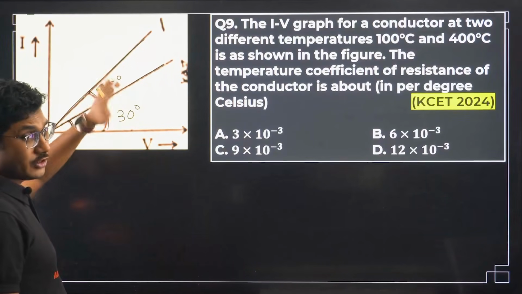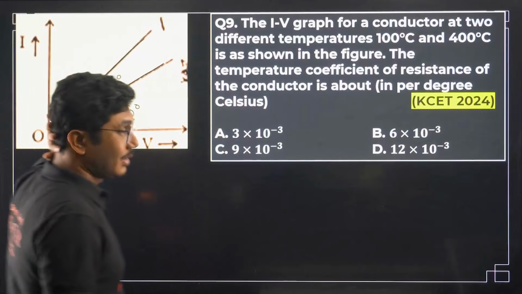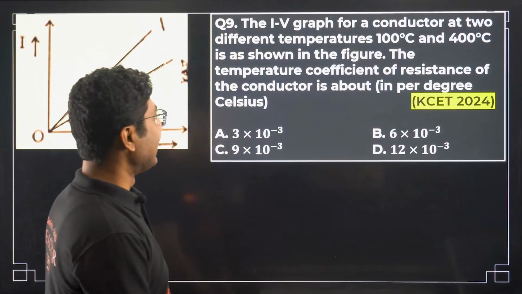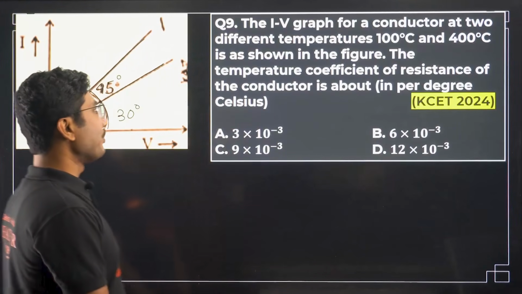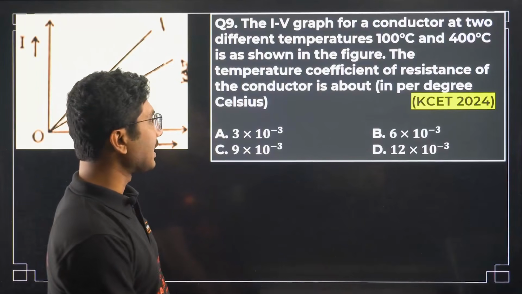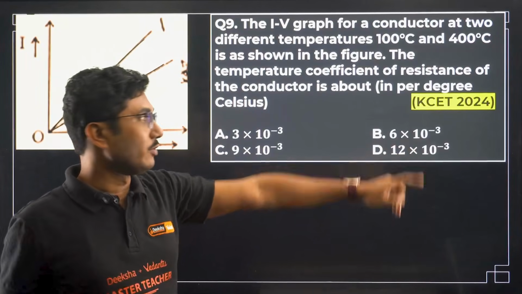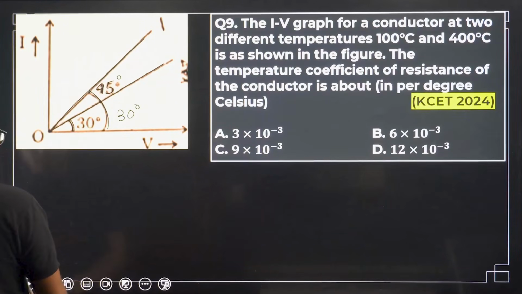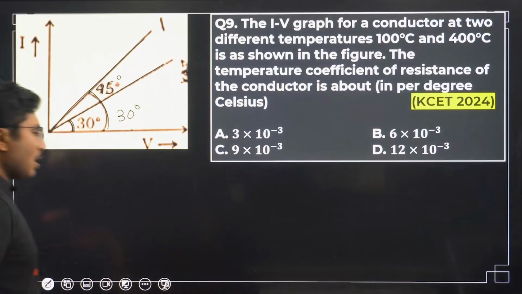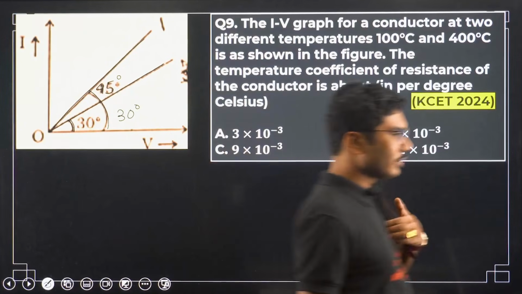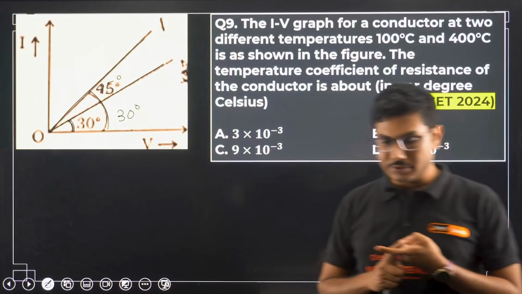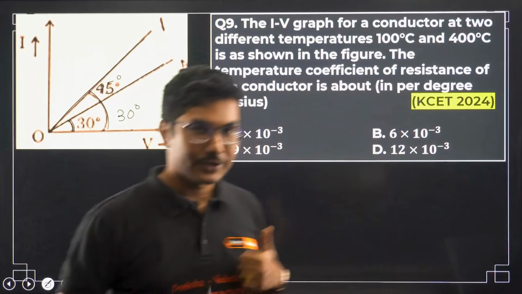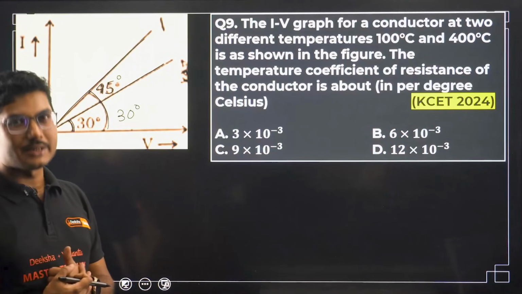Now they have not mentioned which one is 400, which one is 100. Very interesting, right? It is shown in the figure. The temperature coefficient of resistance of the conductor is about... This is the 2024 question. Slightly tricky question, but not impossible. If you have understood the concept, if you have followed my bridge course where I discuss this kind of questions, then you will be able to understand this question.